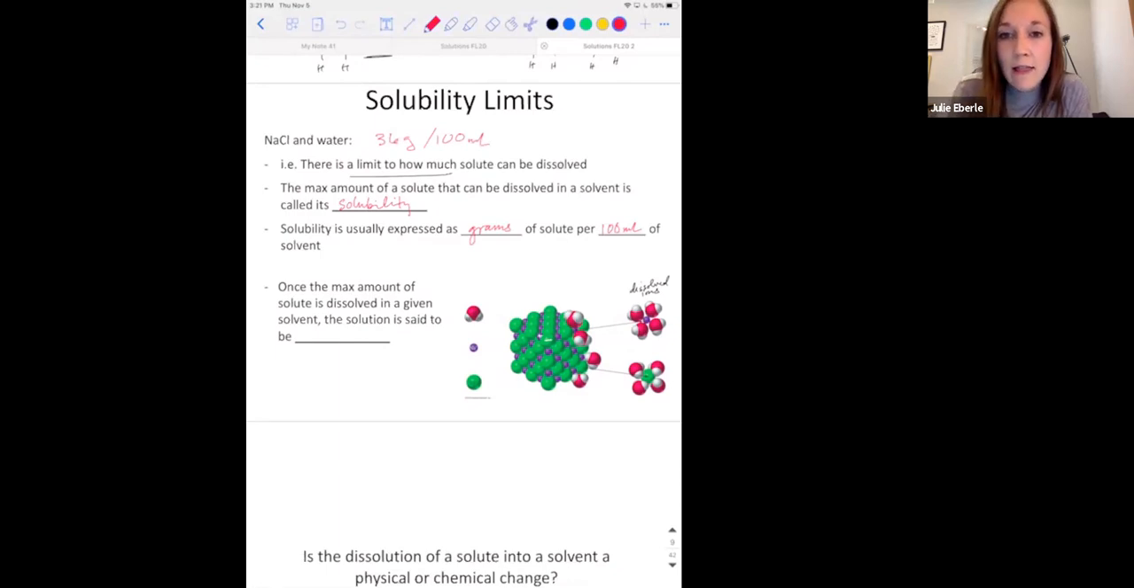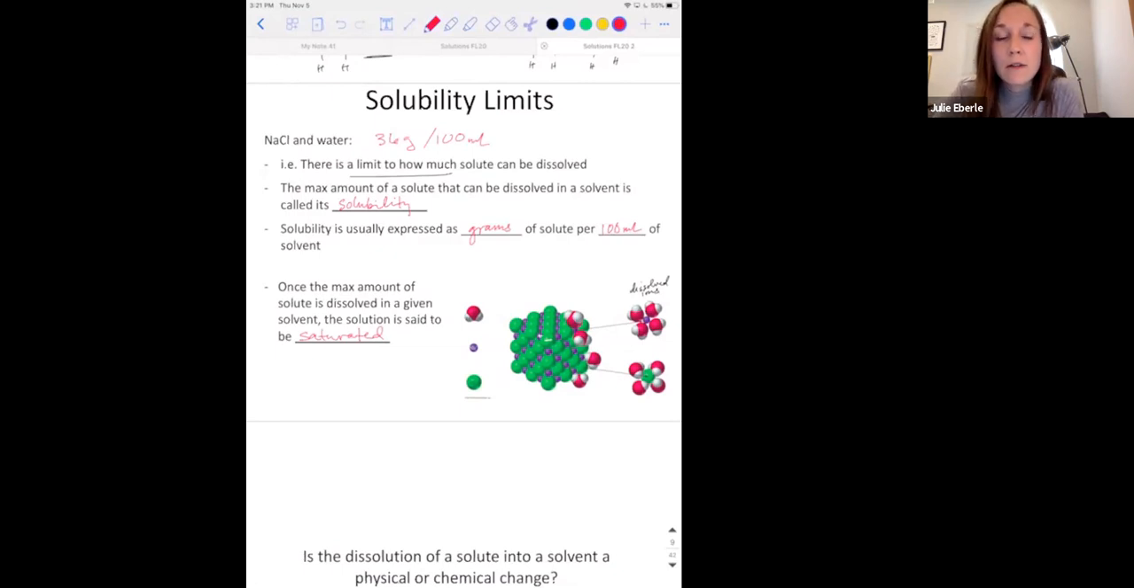Now, once you've hit that limit, you have what we call a saturated solution. A solution that has hit its solubility limit is saturated. And then if you keep adding solvent, you have a super saturated solution.